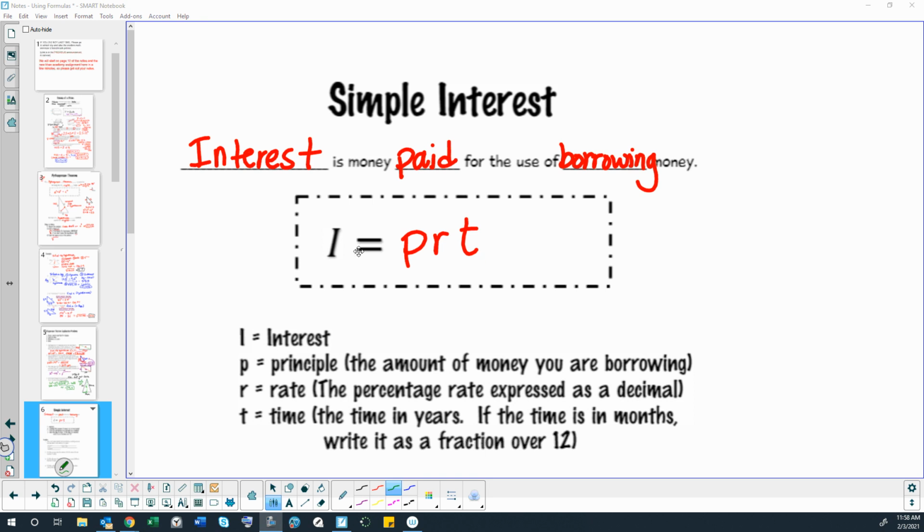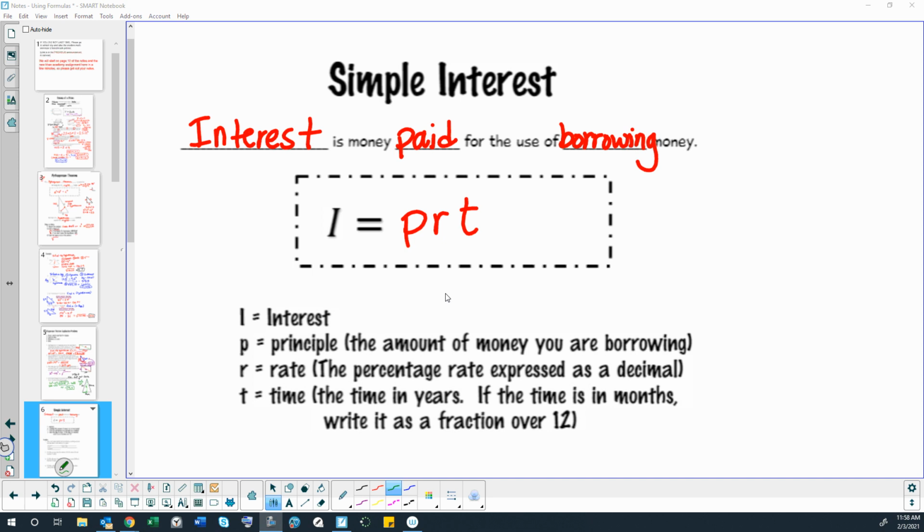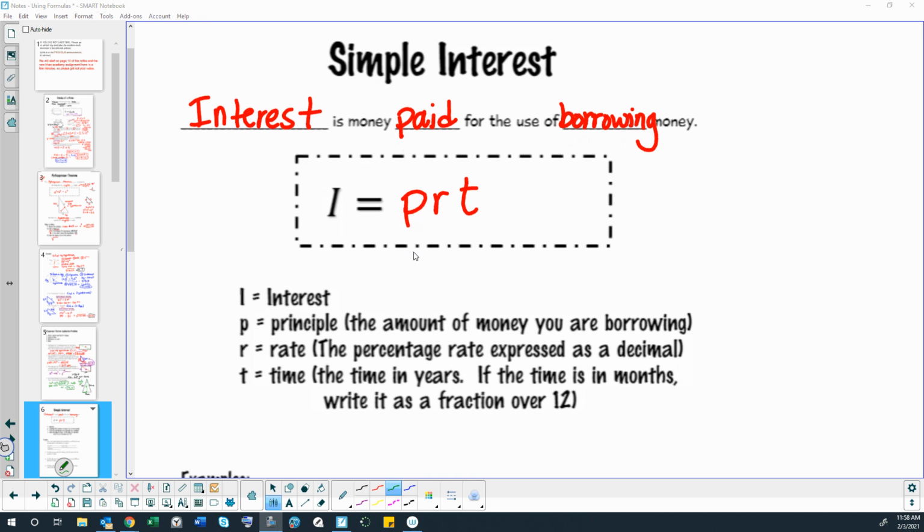Okay, so the formula is I equals PRT, and here's a list of what each of those variables mean. So I stands for interest, P is principal, which is the word for the amount of money that you're borrowing or that the bank is borrowing from you, the amount you have invested.